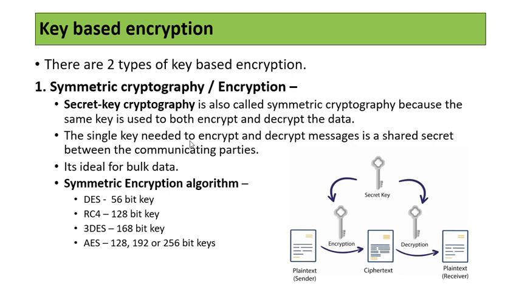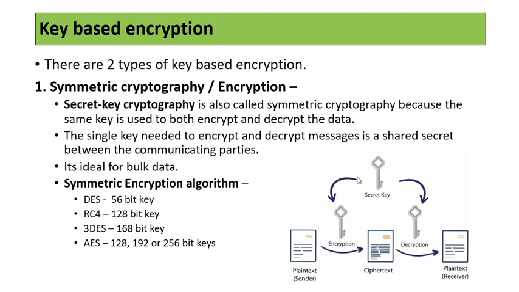The single key needed to encrypt and decrypt messages is a shared secret between the communicating parties. So what does it mean? If you see in this image, I have only one single secret key. I am using this secret key for the encryption, and the same key for the decryption. So this secret key should be shared with both sender and receiver, but not through this channel. It should be through some other external media. You can share this secret key that way.